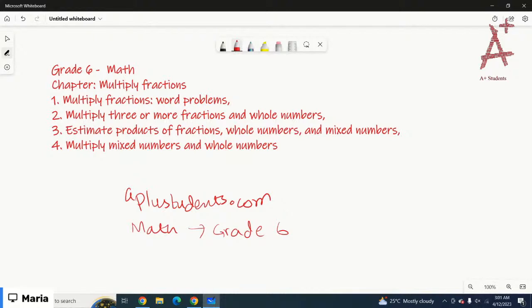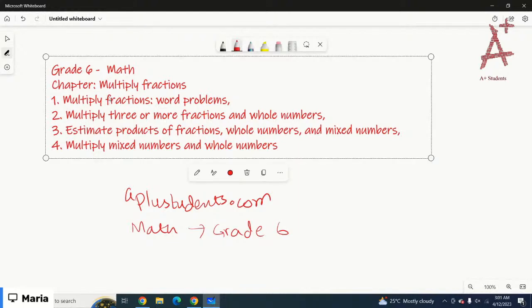There you can find a list of the chapters. So we're going to start with the chapter multiply fractions. And the lessons we're going to cover today are multiply fractions word problems, multiply 3 or more fractions in whole numbers, estimate products of fractions, whole numbers and mixed numbers, and then we'll do multiply mixed numbers and whole numbers. So let's just start with the first lesson.